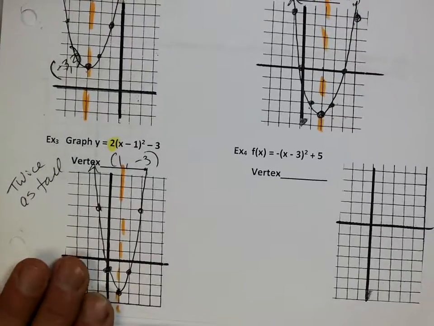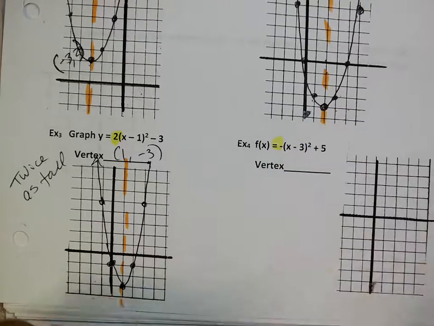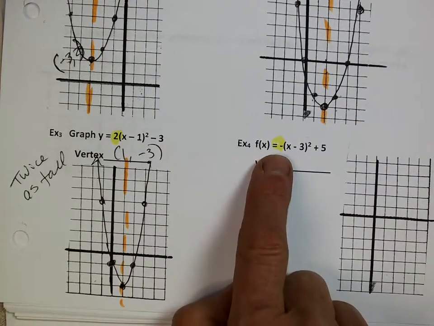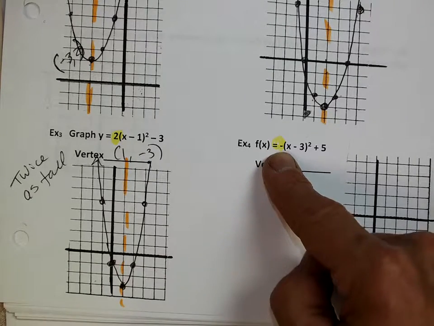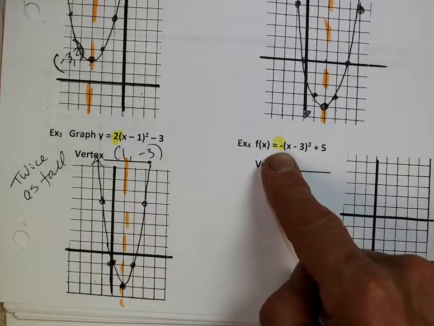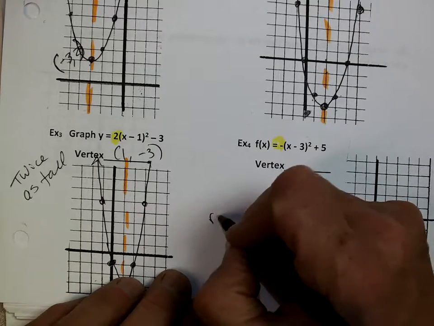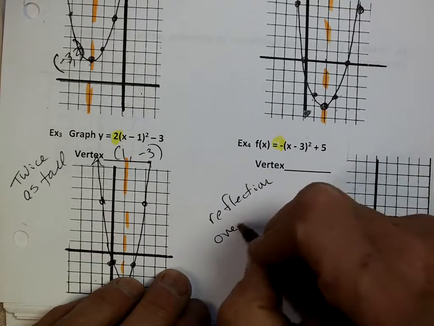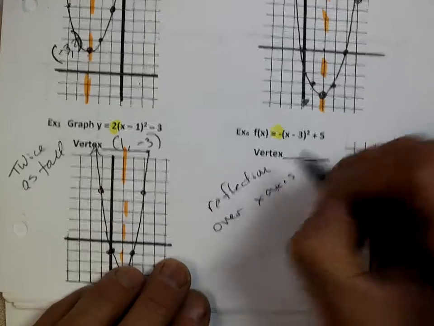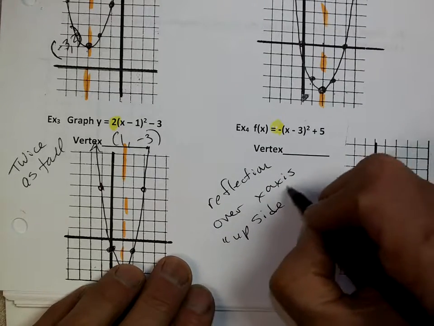Okay, now example 4 has a negative right here. What the negative does on the outside here is it just simply makes it a reflection. It's going to be a reflection over the x-axis or upside down. We'll write both. It is a reflection over x-axis, or better yet, we're going to just say it's upside down.